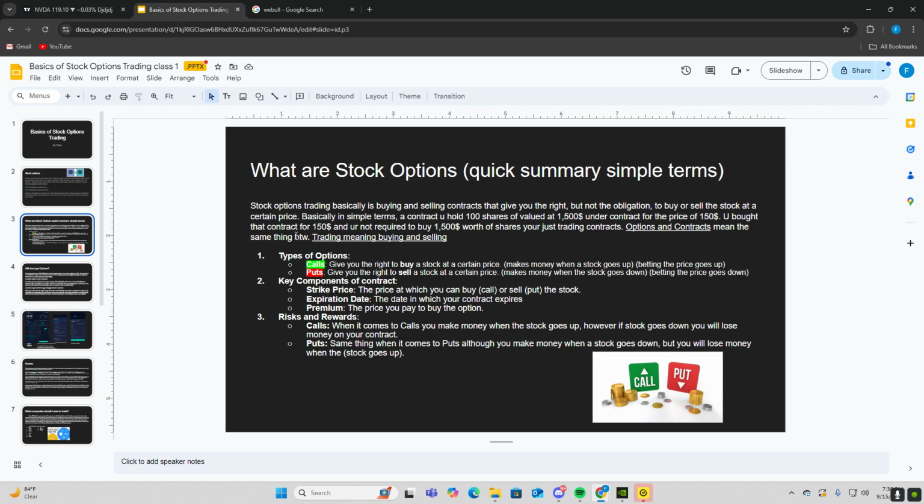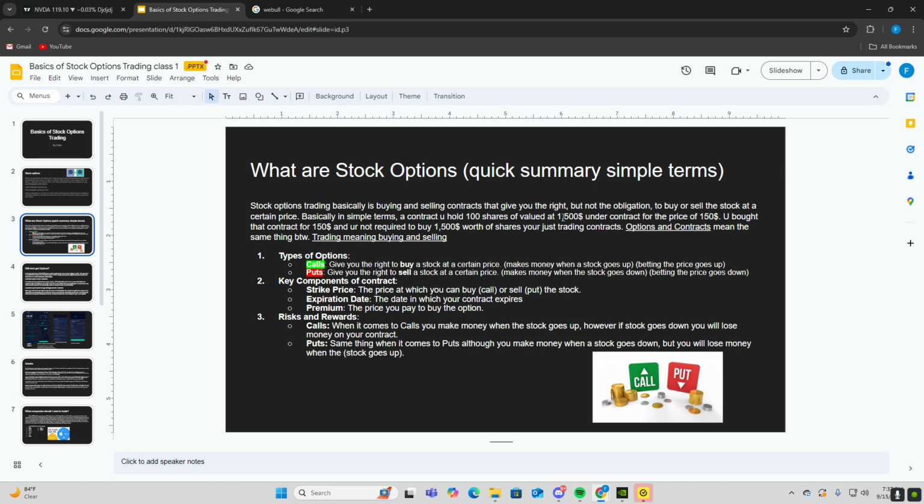So you bought that contract for 150 and you're not required to buy the 100 shares that are worth 1,500, you know? I'm hoping that makes sense. Since you have it under contract, you're not required to buy it, but you could sell the contract. And that's how we're basically making money, by selling these contracts. Options and contracts mean the same thing, by the way, and trading means buying and selling. So we're buying and selling these contracts.